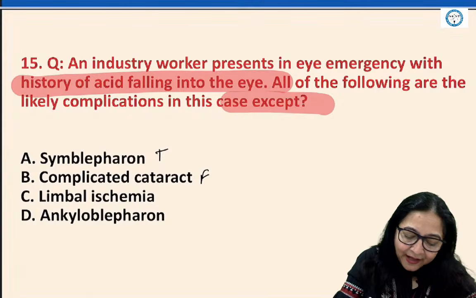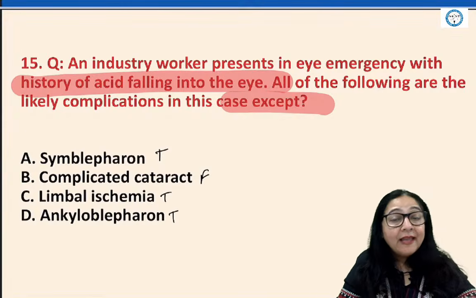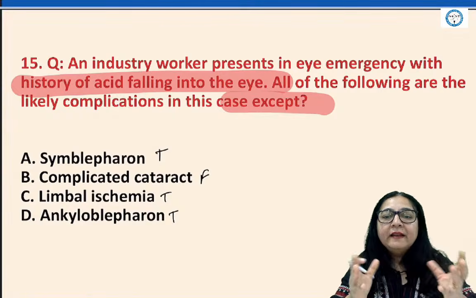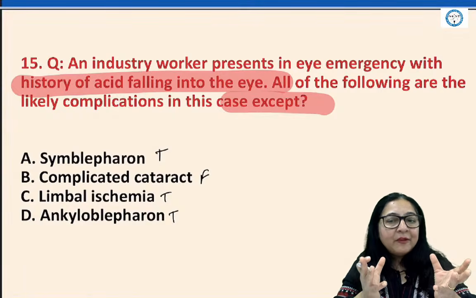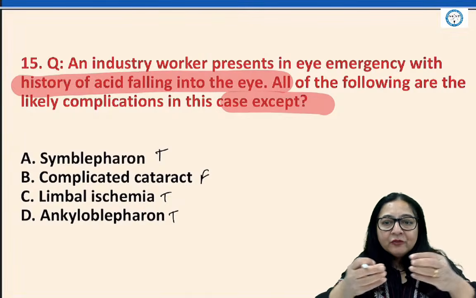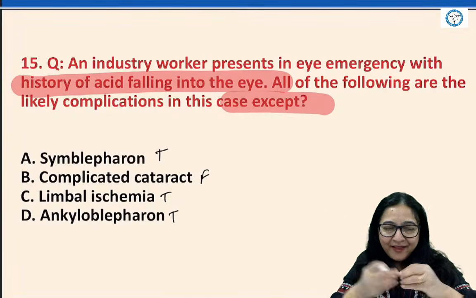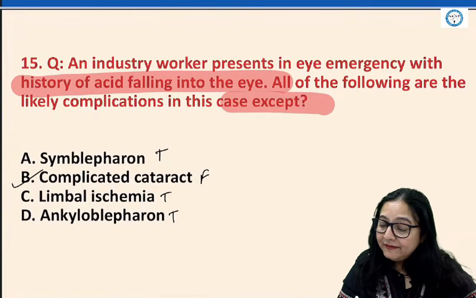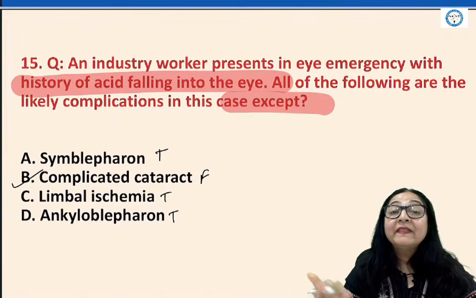Ankyloblepharon, yes, that can again happen, the adhesions between the two lids, because the skin area and the conjunctival area are damaged because of the chemical injury. So there can occur adhesions. So here complicated cataract is the answer. Again, by method of exclusion.